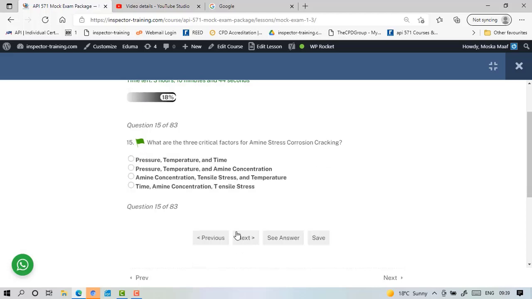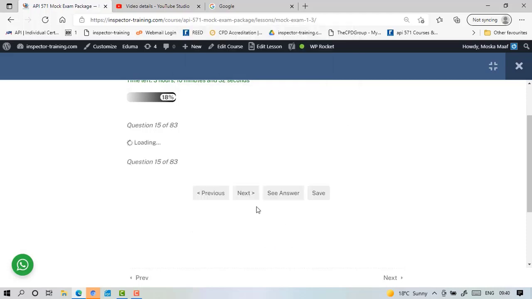Amine stress corrosion cracking is a term applied to the cracking of steels under the combined action of temperature and pressure. Those are systems used to remove sulfur. So you can solve our questions, and then you can see the answer here. And once you finish, you can see all the results and see how much you have scored.